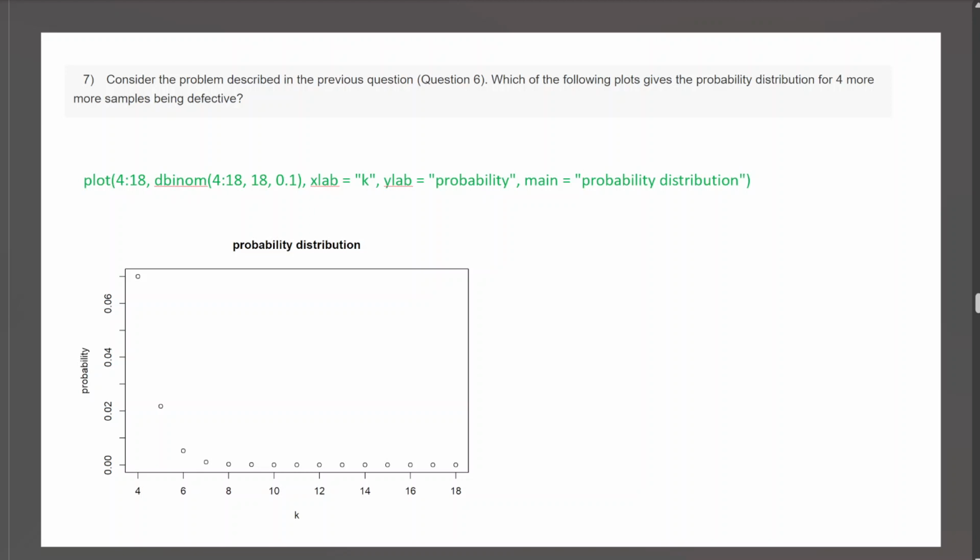I am just going to tell you, using the command, how to generate the plot. So what command do we have to use? We can just use the plot command, and we have to specify it.